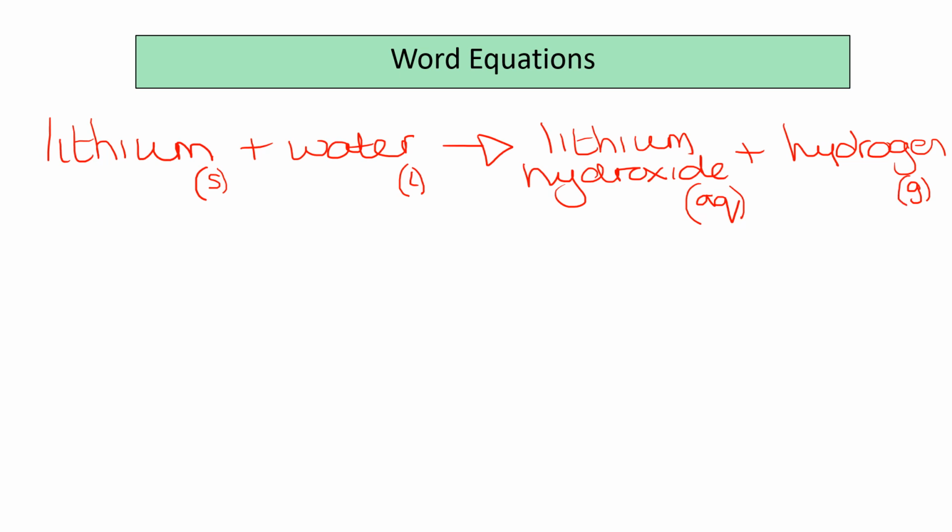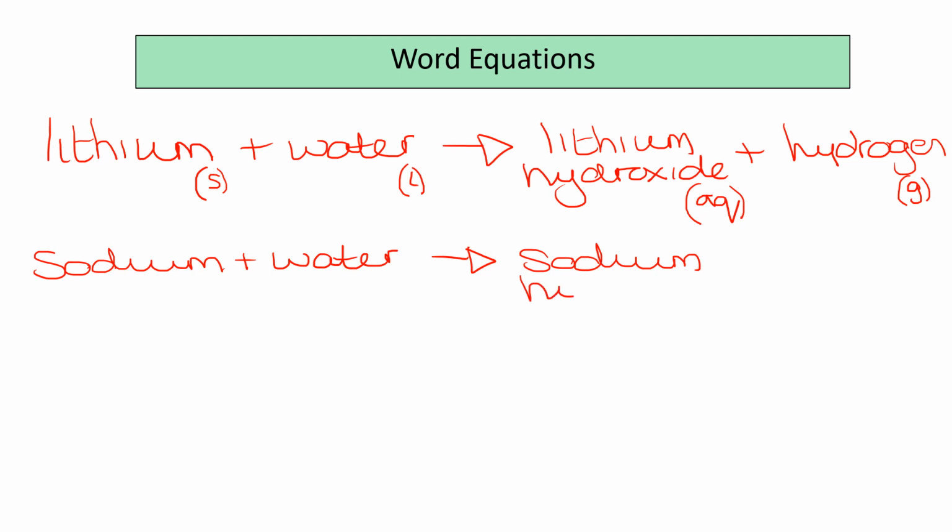All of the other metals react in exactly the same way. So for example, if we take sodium, sodium will also react with water to produce sodium hydroxide plus hydrogen. And the same goes with potassium, rubidium, cesium, and francium.